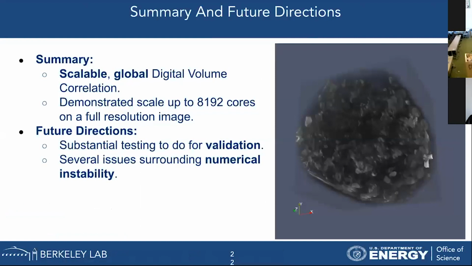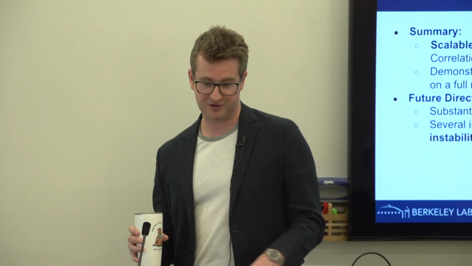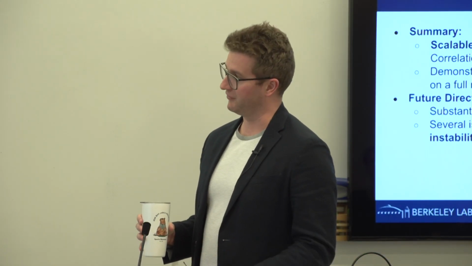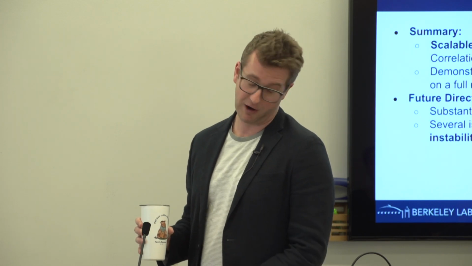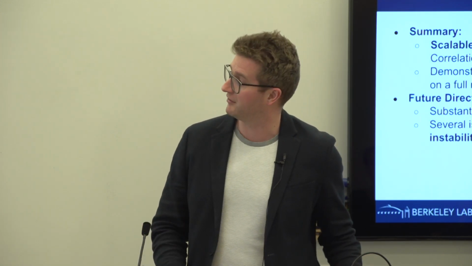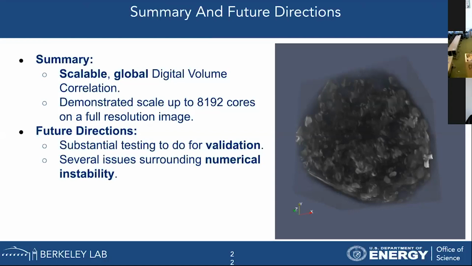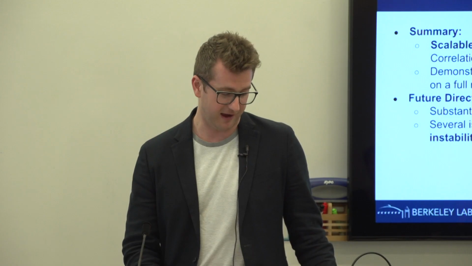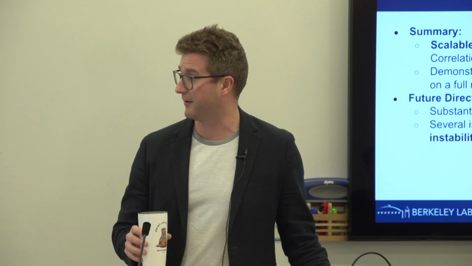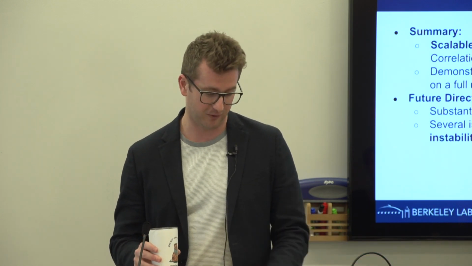So I think, like everybody else, I went a little bit quickly, but as a quick summary, I think the work isn't finished. There's a lot of validation to do and a lot of experimental work to make sure that this would be useful for a scientist. But I think we've made a real dent in this problem of scalable and global digital volume correlation. So we've demonstrated scale up to 8,000 cores. However, there's several issues. We'd like for this to be something where, when they look at this large image, they see something that they immediately want to go look at. And furthermore, on the mathematical side, there's several issues surrounding numerical instability, but we think there's routes for getting around that.